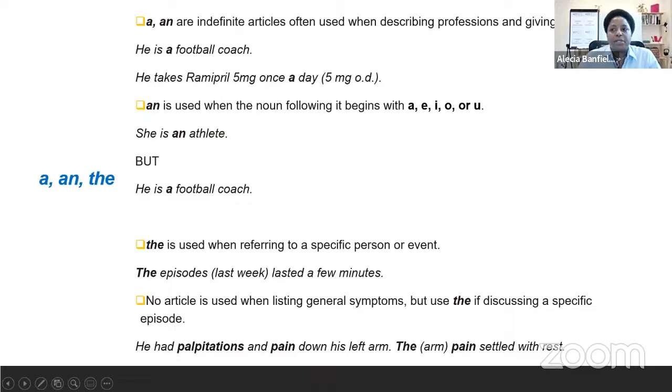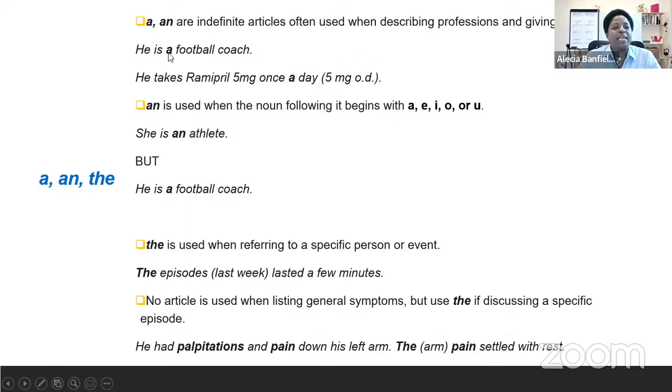So an indefinite article, and I'm sorry if some of it is cut off. Oops, never mind. I'll tell you what it says behind the picture. Indefinite articles are often used when describing professions and giving dosages. That's what's hidden behind the picture.